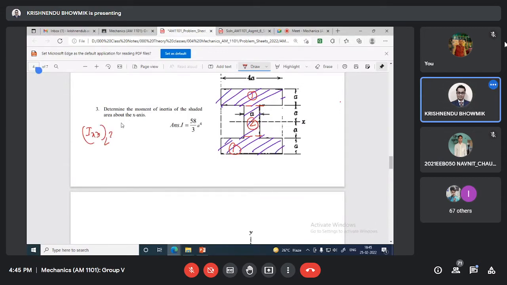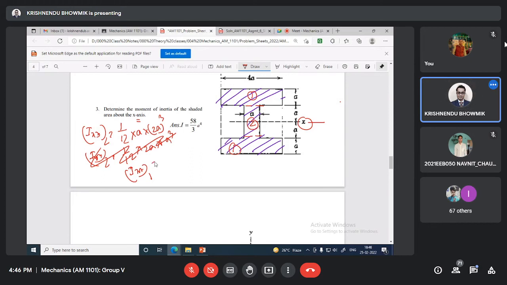Ixx2 will be 1 by 12, this is a, height is 2a, cube. Iyy2 will be 1 by 12, base is 2a and a cube. Ixx1, everything we are calculating with x. Here it is asked only x, so don't worry, Iyy is not required then.